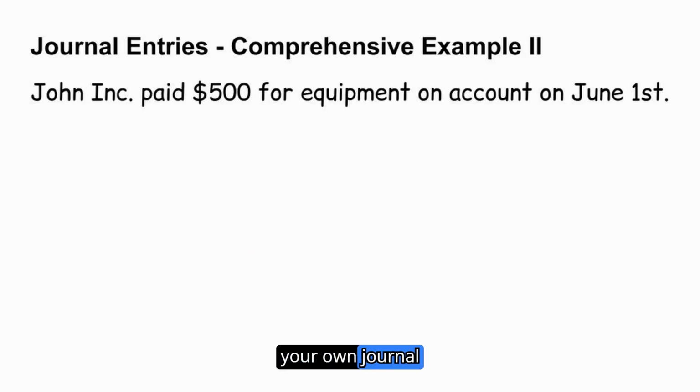Now try writing your own journal entry. So in this example, John Incorporated paid $500 for equipment on account on June 1st. Take a few seconds to write out a journal entry and see if you can get it correct. Hopefully you took the time and figured it out.